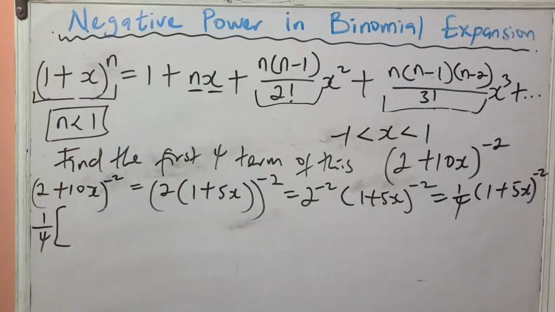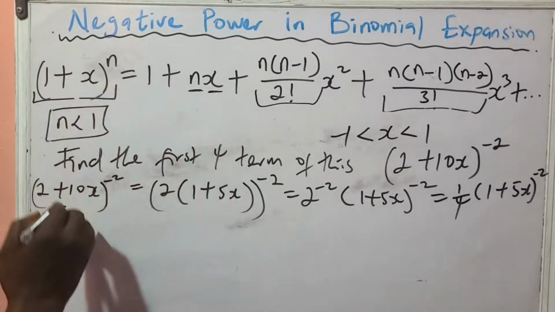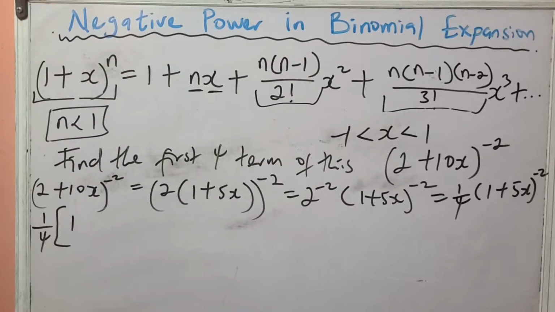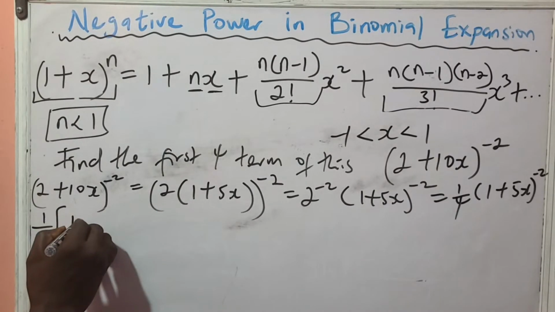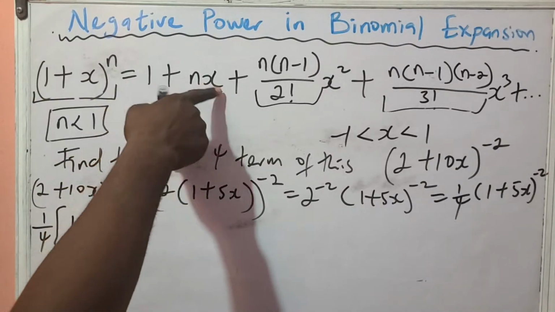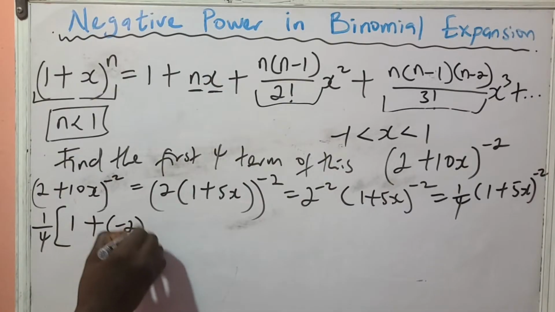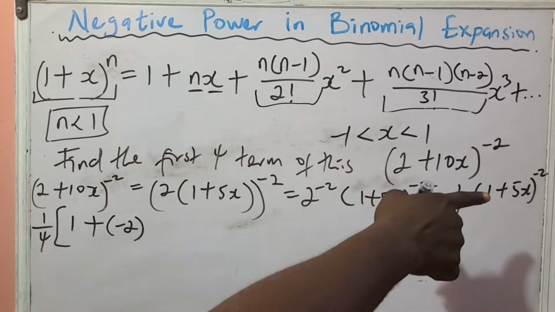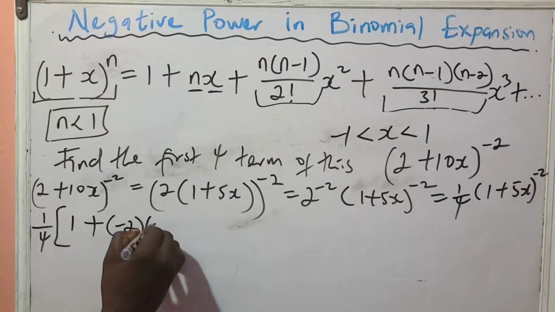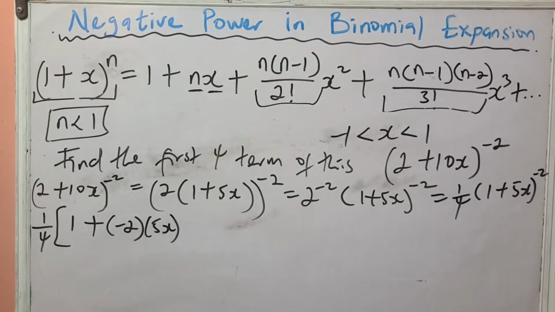So the very first term is 1. That's the first term. I write that. All right. The second term is plus n times x. Now my n is minus 2. That will be minus 2. My x is no longer just x, but 5x. Can you see that? So that's the second term. I'm done with the second term.